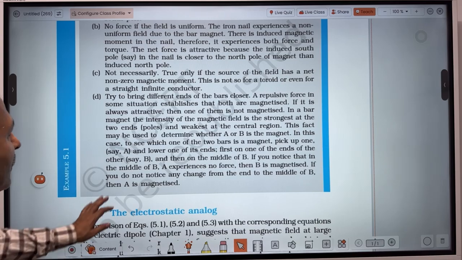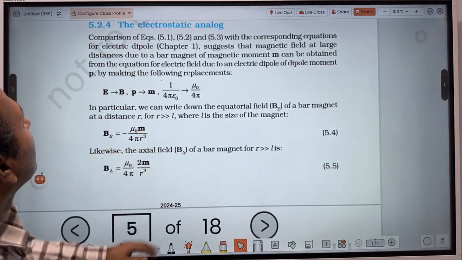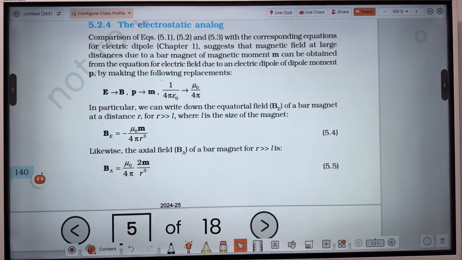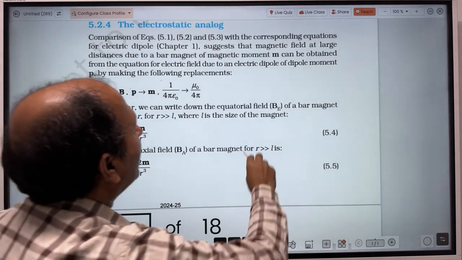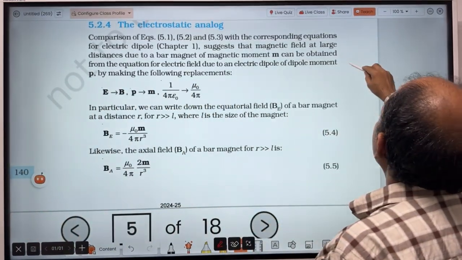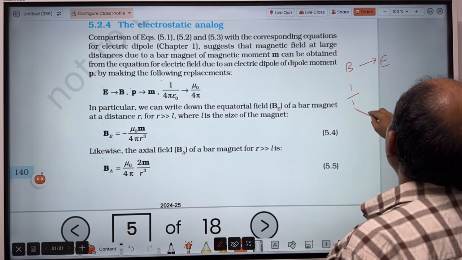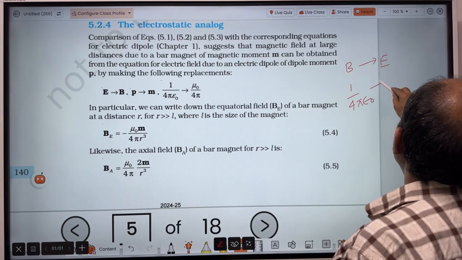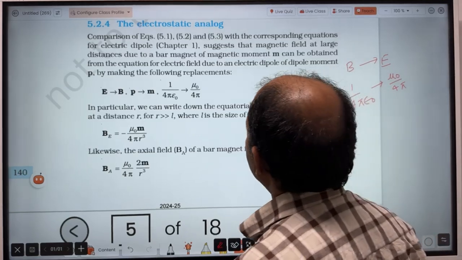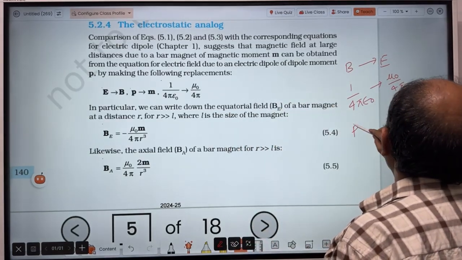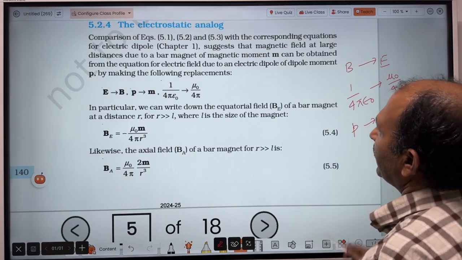Now we are going to analyze another point, that is the electrostatic analog. Here a very simple thing: to find the analog, what do we do? E will be replaced by B. 1 upon 4 pi epsilon naught will be replaced by mu naught upon 4 pi. Right? So such changes, like the dipole moment in case of electric field is P, whereas in case of a magnet it is M.